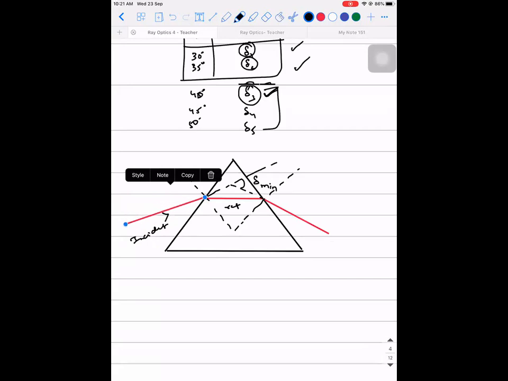So minimum deviation will occur only in the scenario where the refracted ray inside the prism is exactly parallel to the base. That can happen at some angle of incidence. We don't know what. When you do the experiment, you can find it out. For example, from the data that I've taken, maybe it is happening at 40 degrees. But this experiment will not be 100% accurate, because when you do the experiment, you will not get exactly parallel to the base. The reason for that is very simple. What is the difference between the consecutive angles we are taking?